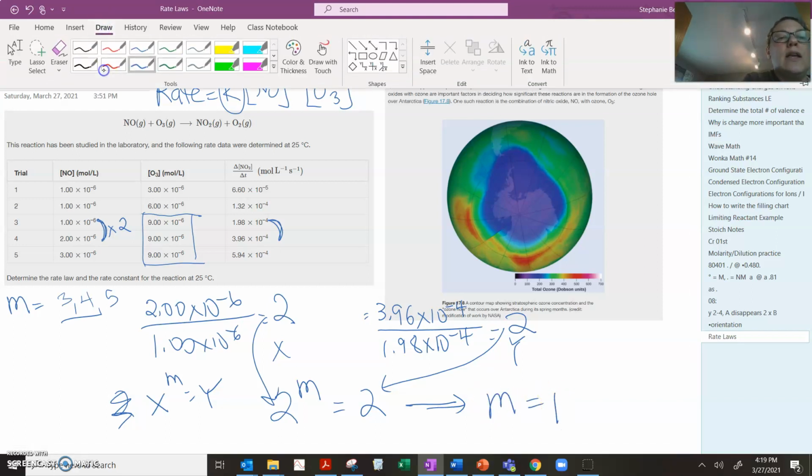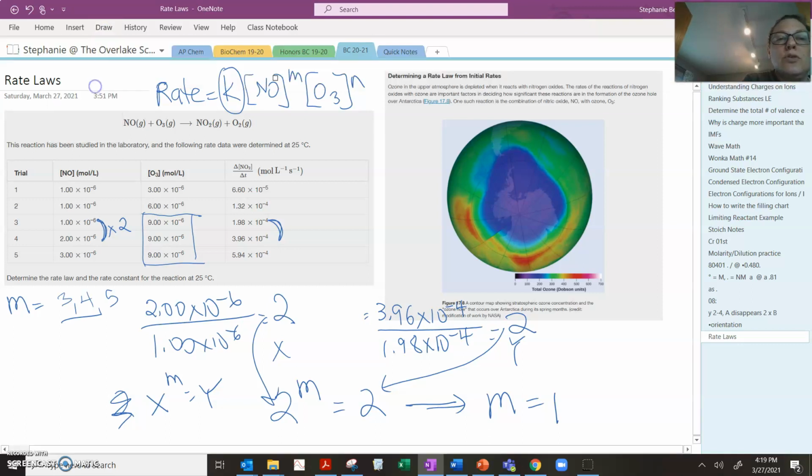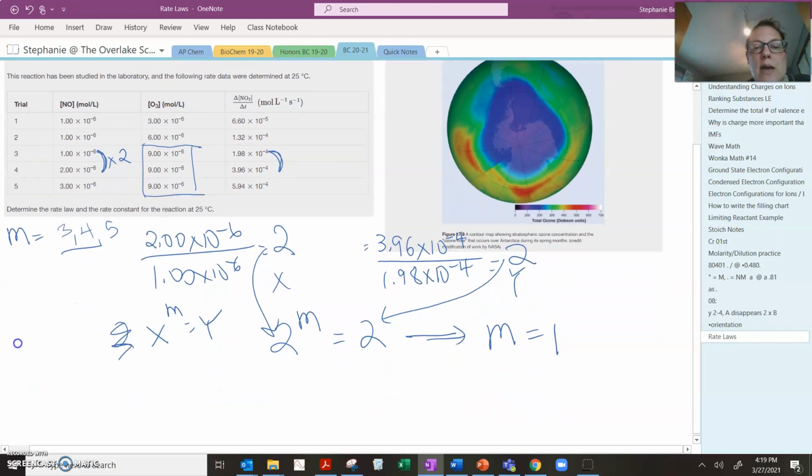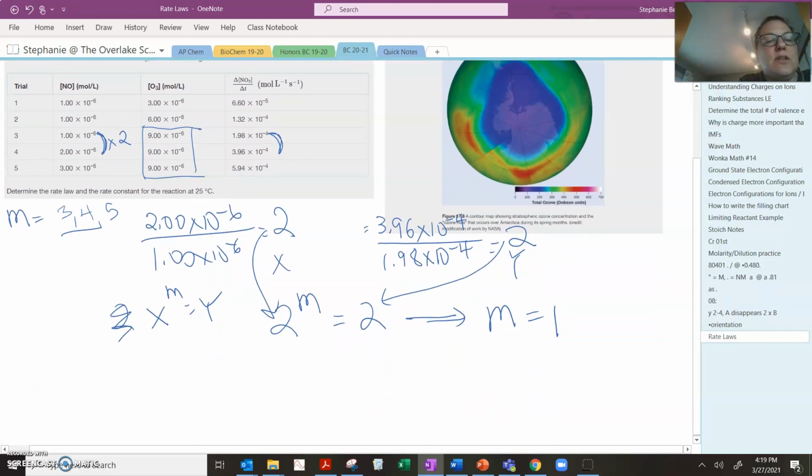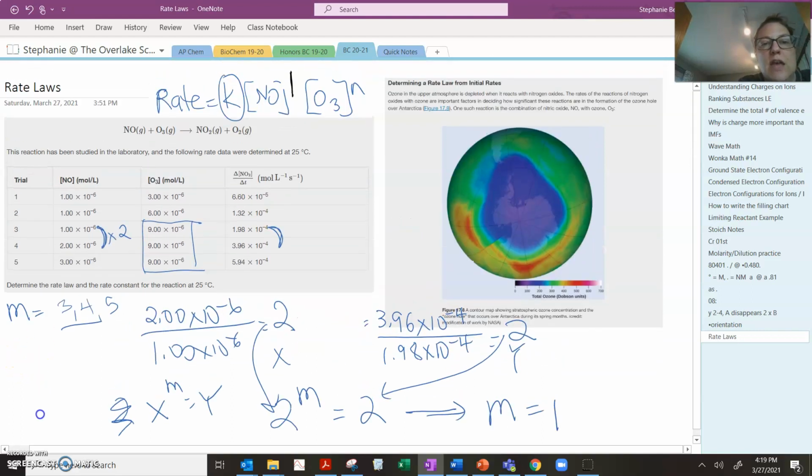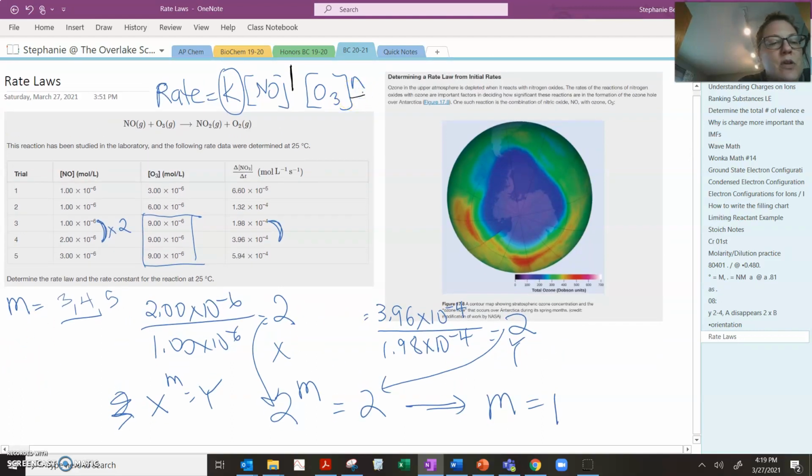So now I can go ahead and substitute this into my rate law as a 1. All right, so that's my first step. Now my second step is going to be doing the exact same procedure for my second reactant and determining the value of N. I'm going to do this one right now.